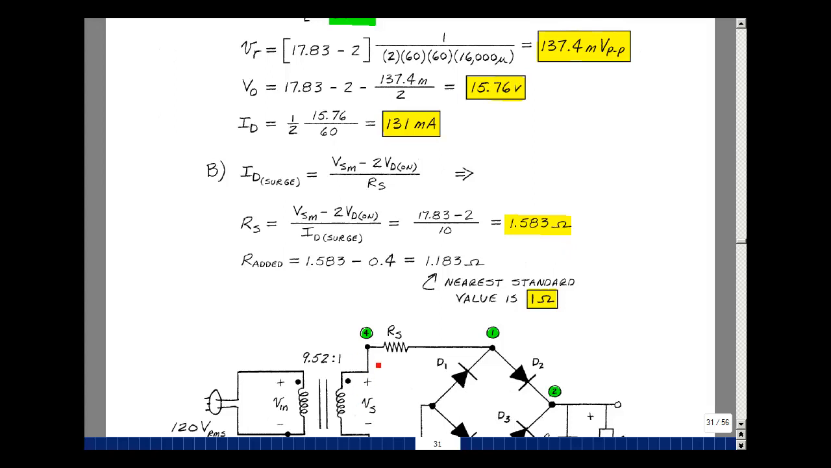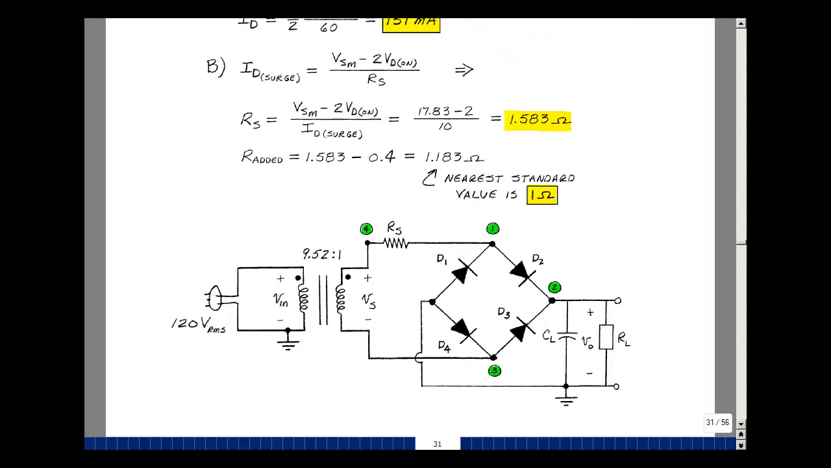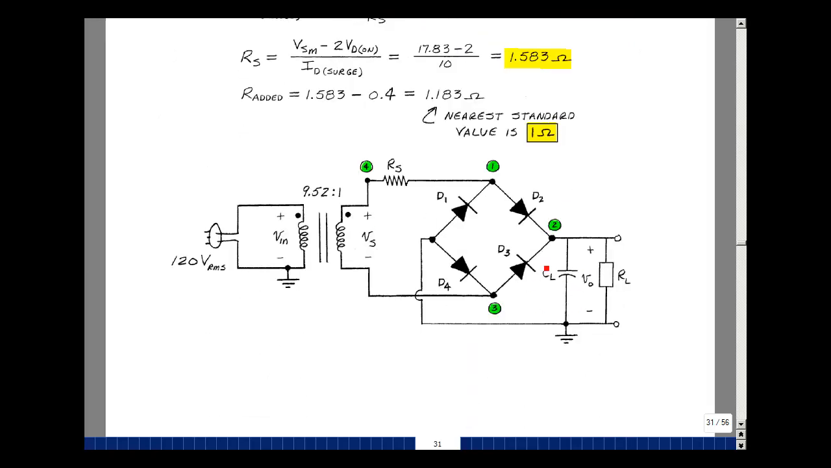I already have about 400 milliohms of resistance, so I can subtract that off from the 1.583, and that's 1.183. The nearest standard resistor is a 1 ohm resistor, so let's just stick a 1 ohm resistor here. I have my design. The value of C sub L been picked for the different values of R sub L to have no more than a 1 volt peak-to-peak ripple.